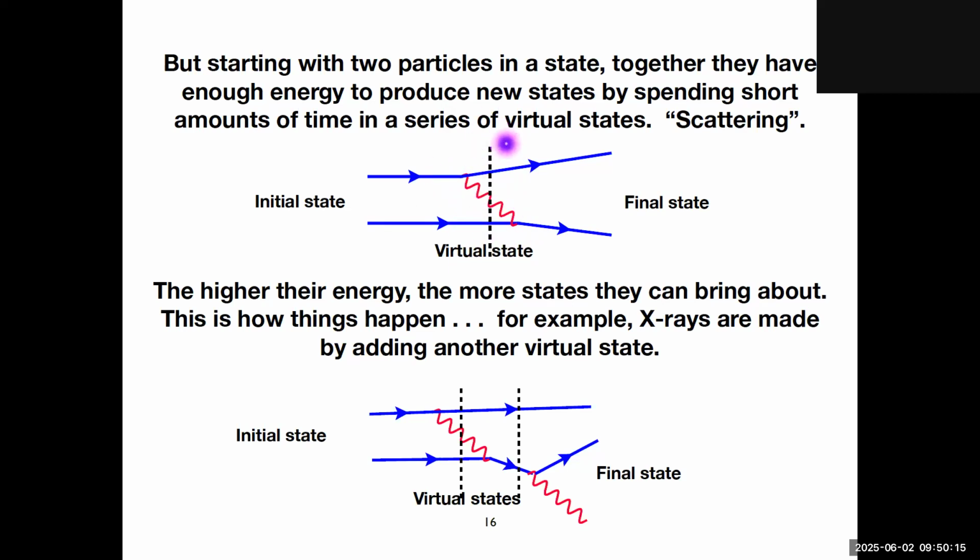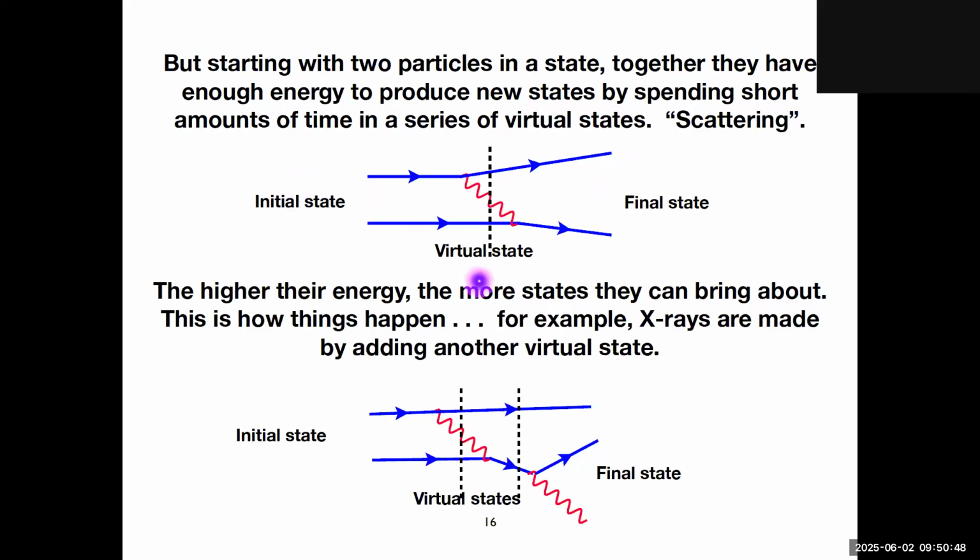So the energy of this state cannot be the same, because we can think of this one as producing the photon, and then this here wouldn't have the right energy compared to this line. But if it's absorbed by the other particle, then the final state could have different momenta and the same energy as the initial state. The higher their energy, the more states they can bring about. And this is how things happen.